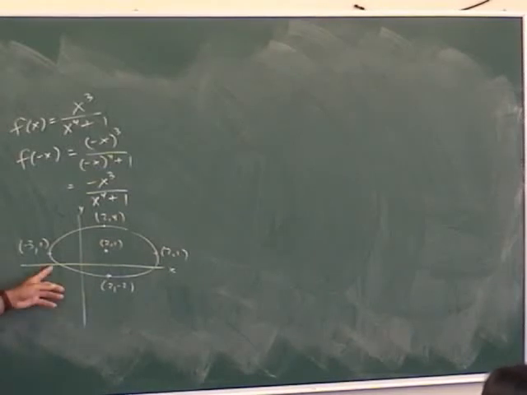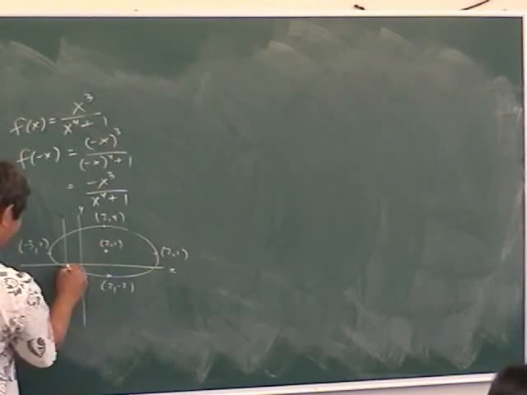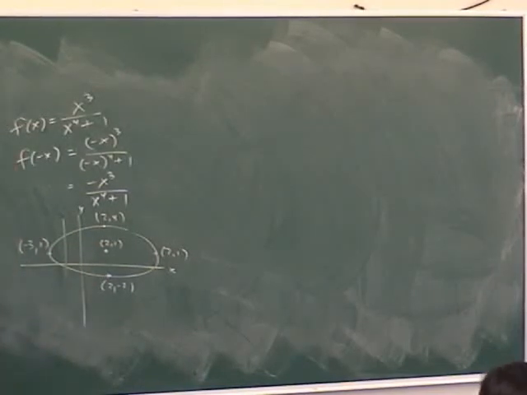Is this a function? No, because it doesn't pass the vertical line test. If you draw a vertical line that intersects it more than once, it's not a function. Is it a relation? Yes, anything you draw is a relation.